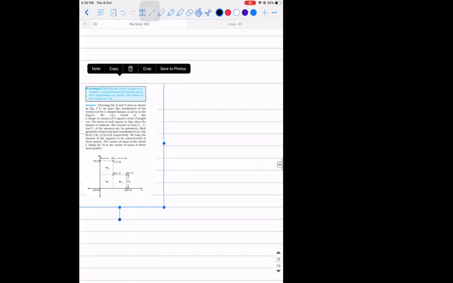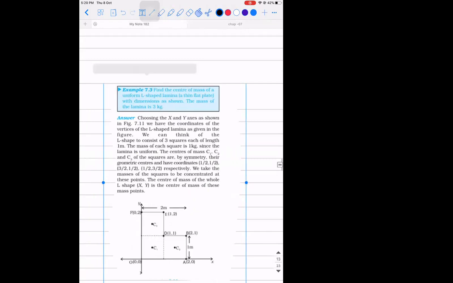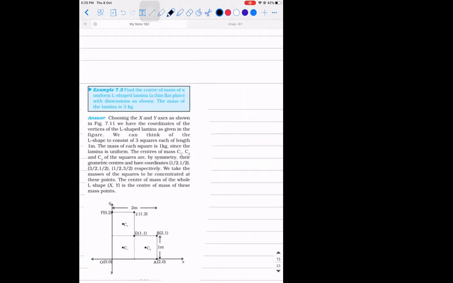You see, there is a question. Find the center of mass of a uniform L-shaped lamina. Lamina is a thin flat plate, okay? L-shaped lamina with dimensions as shown. The mass of the lamina is 3 kilogram, okay?